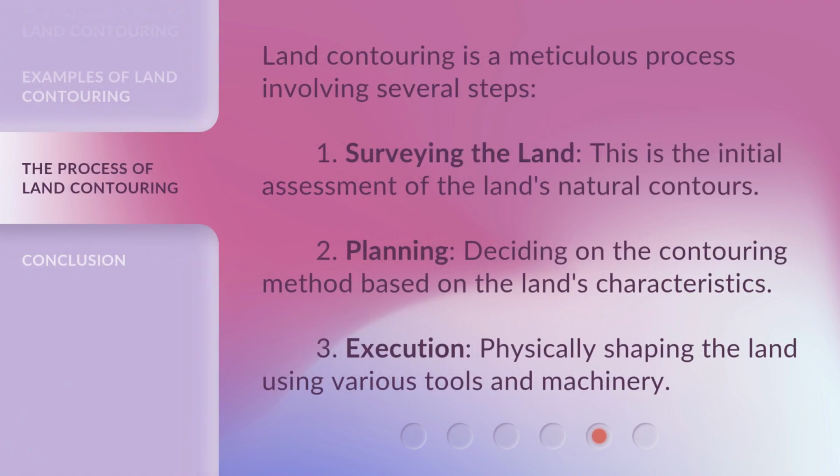Land contouring is a meticulous process involving several steps. 1. Surveying the land. This is the initial assessment of the land's natural contours. 2. Planning. Deciding on the contouring method based on the land's characteristics. 3. Execution. Physically shaping the land using various tools and machinery.